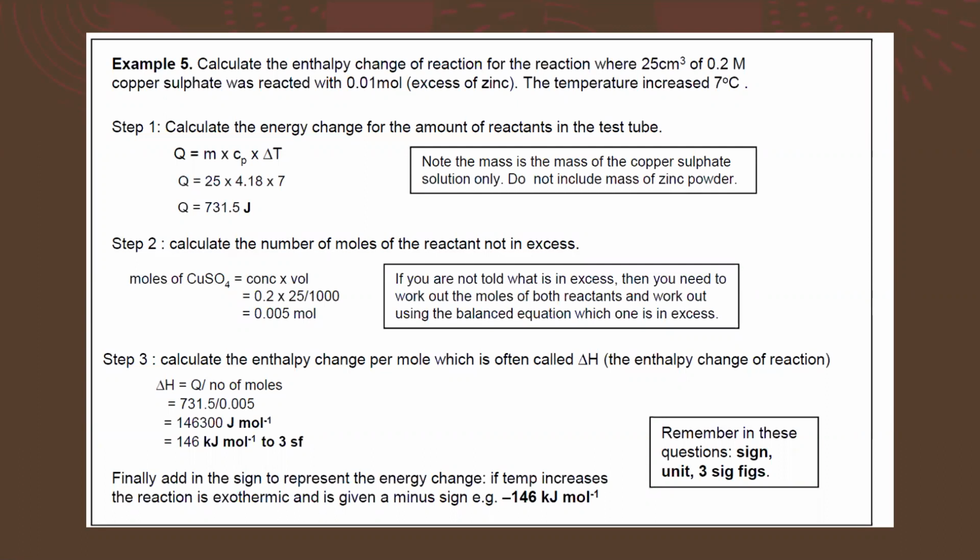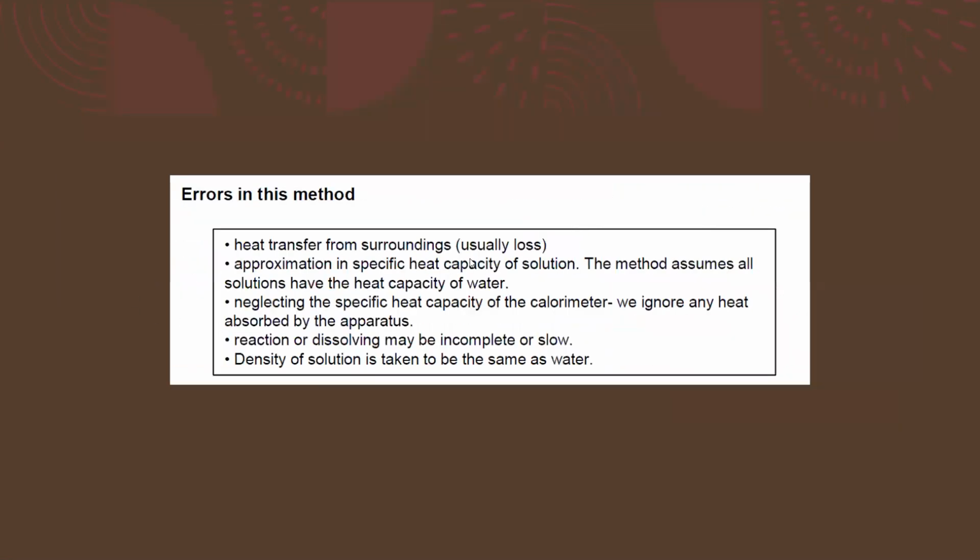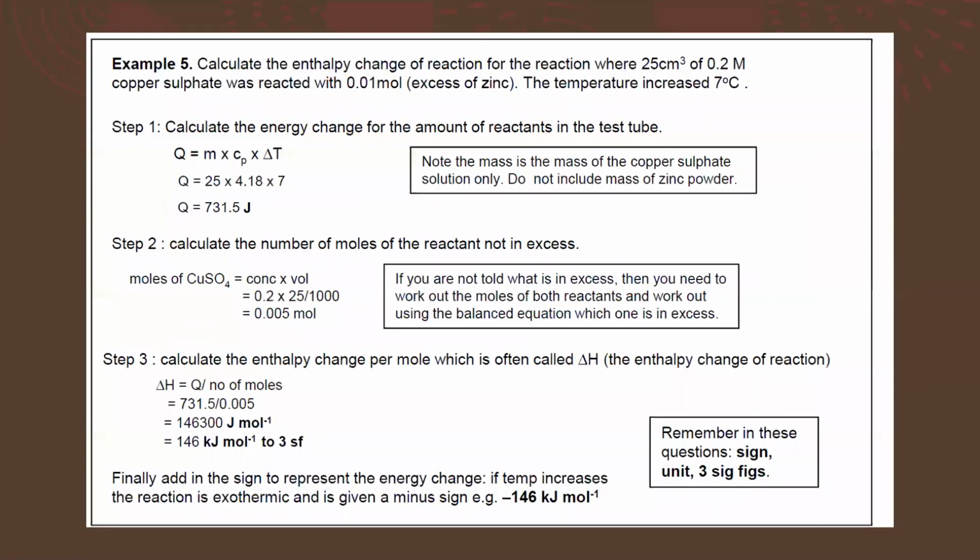Even here, for example, if they ask what could be the sources of error, as we discussed, maybe some of the heat is transferred to the surroundings, or the specific heat capacity of the solution, which we assumed is the same as for water. That is a wrong assumption. We did not consider the calorimeter, even the copper which is formed absorbs energy, and maybe the reaction might not be complete, or the density we took for the solution is the same as for water, but in practice it will be different.